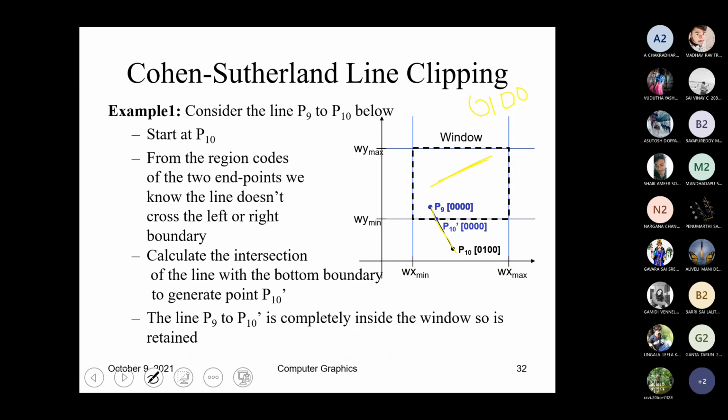From the region code of the end point, we know the line does not cross the left or right boundary. So what should you do? It is not crossing left and right, right? It is in the middle itself. So you have to calculate the intersection of the line with the bottom boundary to generate P10. So this is your window size, right? So where will your P10 value be? You should take either x min or x max, so you can consider this boundary. If you want to calculate your boundary, it will be 0, right?